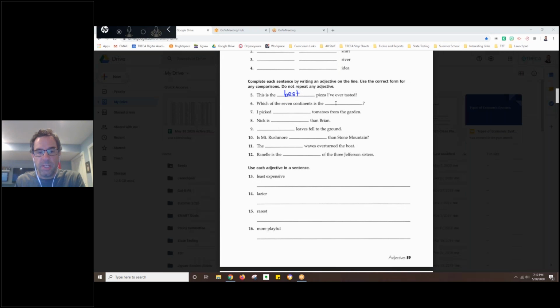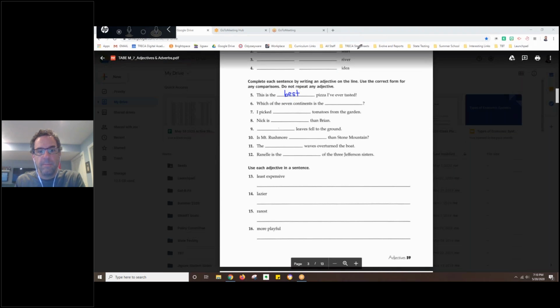Which of the 7 continents is the what? I might say smallest. Again, smallest. So I'm going to put a little s here because we used the superlative form in number 5. Number 6, how many things are we comparing? We're comparing 7. So which form of the adjective are we going to use? We'll use superlative because we're comparing more than 2 things. Which of the 7 continents is the smallest?